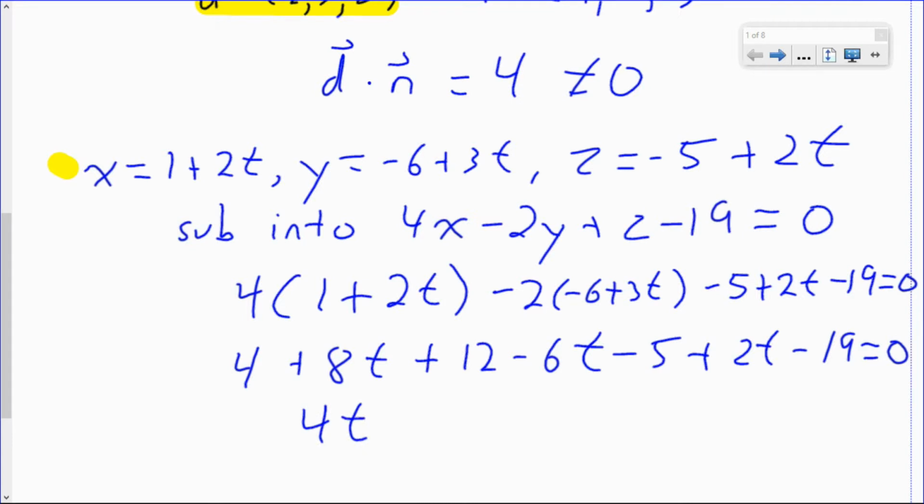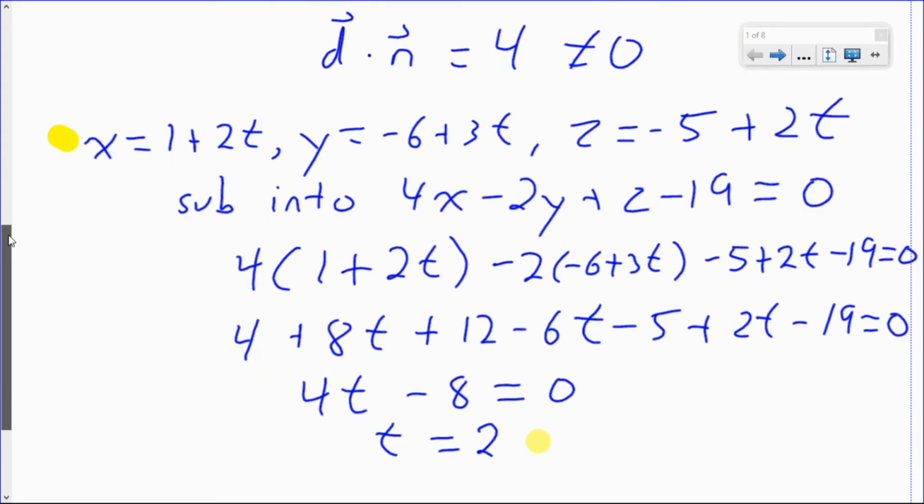And for my numbers, I've got 16 minus 5 is 11. Just check that. 16 minus 5 is 11, so minus 8 equals 0. So that's going to give me t equals 2. What I found is that the parameter for the point of intersection happens at t equals 2. So I take that, I sub it back into the parametric equations to find the actual points of intersection.